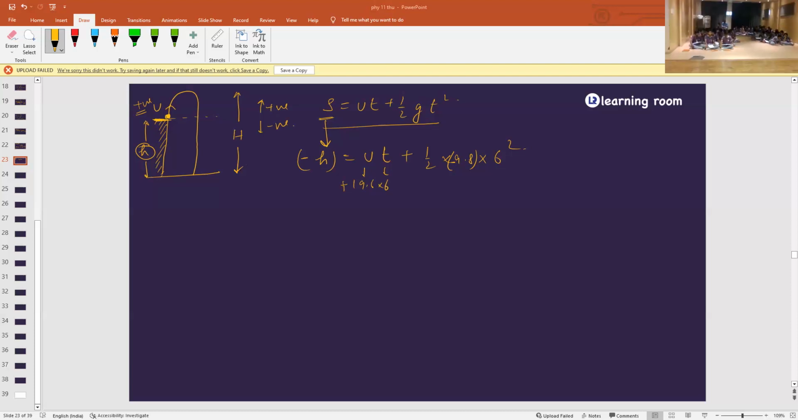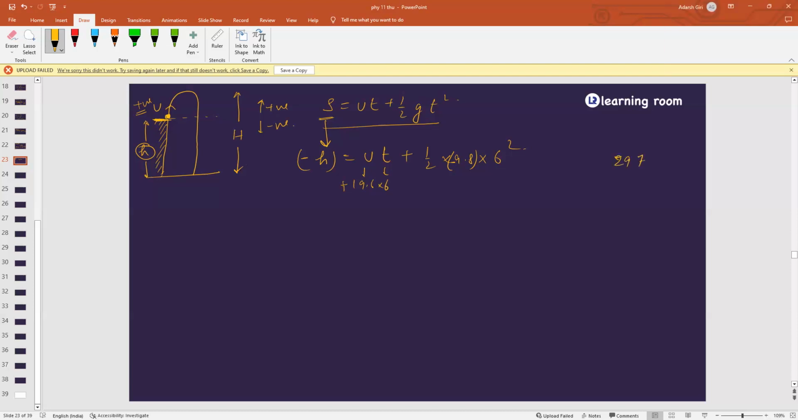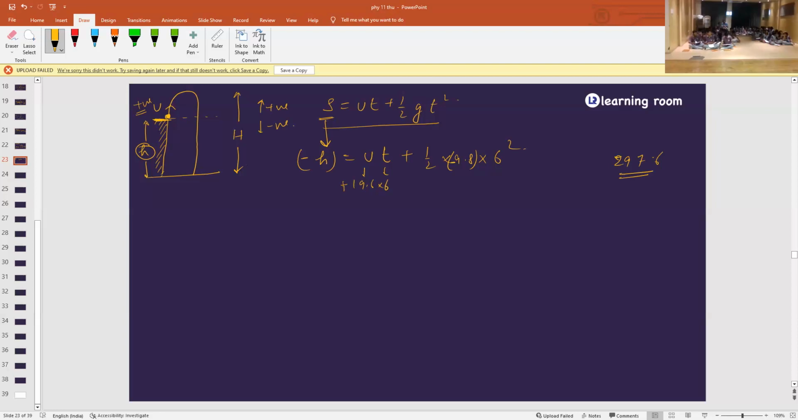Sir, yeah. 297.6, sir. How much? 297.6. No, no. Sir, the 297.6. Value of g. The value of g is minus 9.8. Sir, we took g as 10, sir.